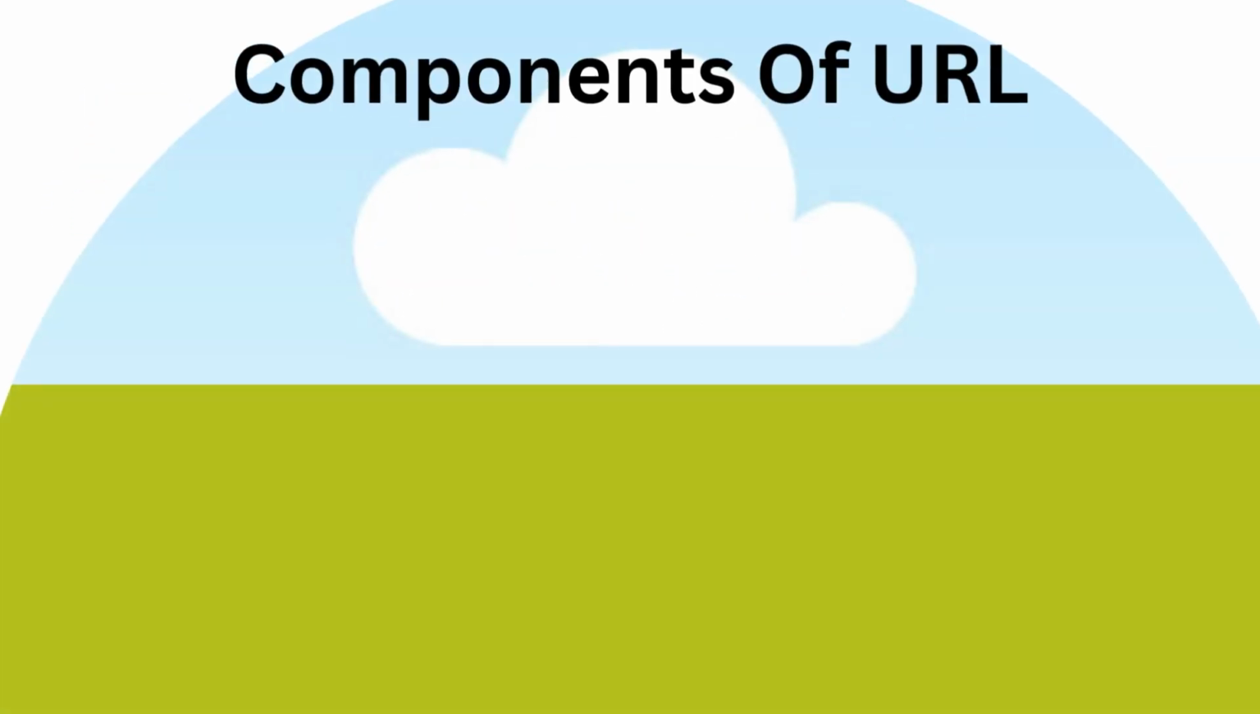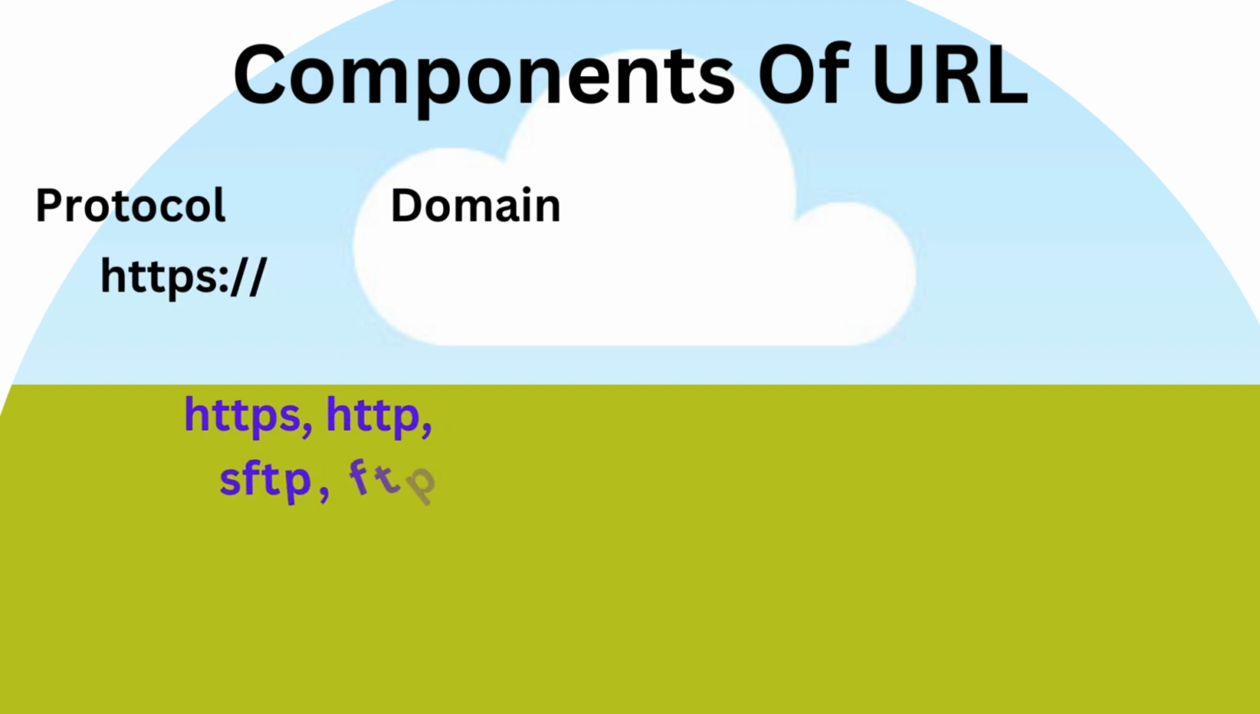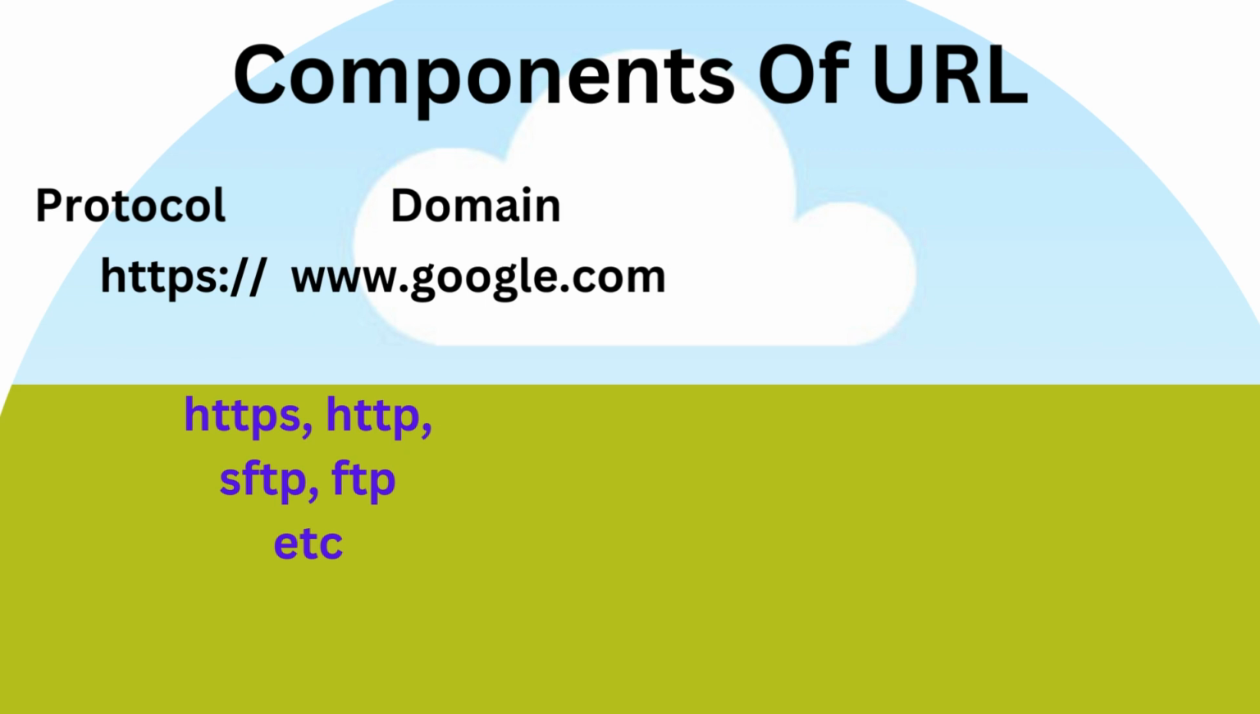We have 2 crucial components, protocol and domain. In the protocol, we can have various options like HTTP, HTTPS, SFTP, or FTP. For example, instead of HTTPS, there could be HTTP or another protocol. In the domain, we specify the address, such as www.google.com. Once we reach the domain, if our data is inside a folder, we mention that folder's name after the domain. This is known as the path.